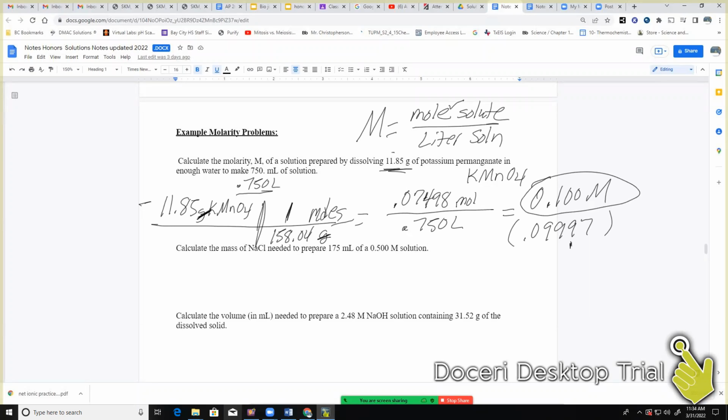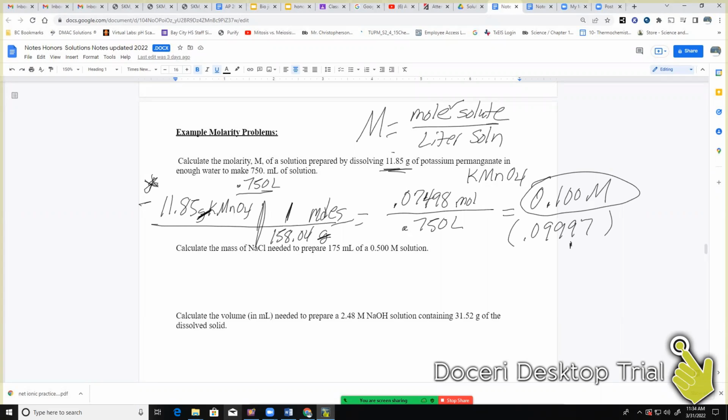I still have some people doing this step incorrectly. Remember, if you're given grams and you need to figure out moles, your number should get smaller because you're dividing by something. If you are given moles and you need to go to grams, then your number should get larger because you're multiplying by something, if that helps you out. All right, anybody have any questions on that particular one? All right, let's look at another one.